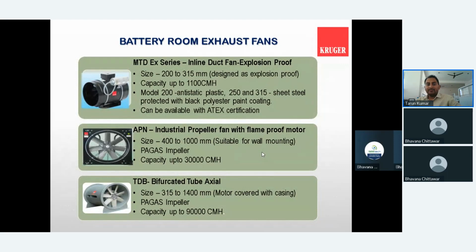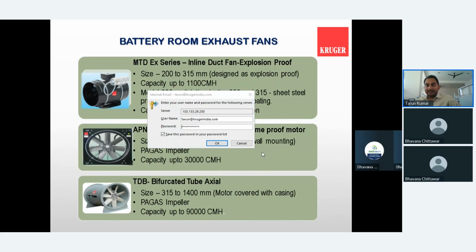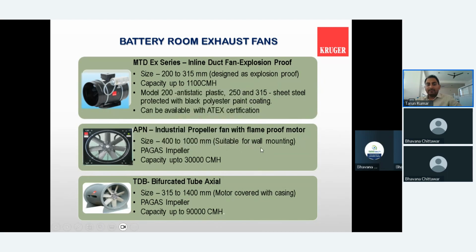Here again we have a fan with a flameproof motor. It is available as an inline fan, as a propeller fan, as well as a bifurcated tube axial fan. In bifurcated, our main purpose is to separate the motor from the airflow path. In the APN series fan, that is the propeller fan, we put a brass ring with either a bagasse impeller or brass ring. The purpose is just to segregate the rotating and stationary parts so they do not come in contact, or if they do, one part will be non-ferrous. For that reason, no spark will be generated.